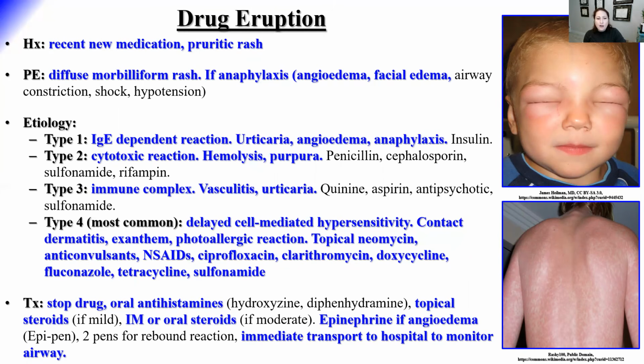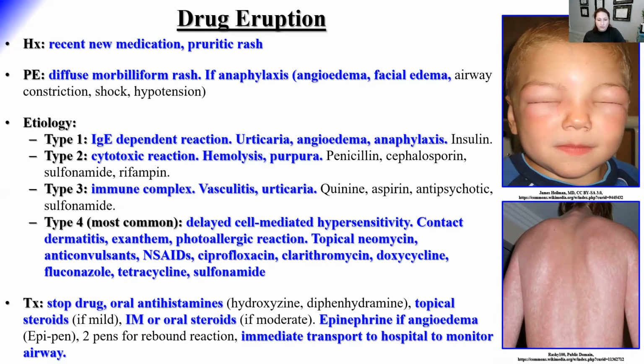Hemolysis and purpura: penicillins, cephalosporins, sulfonamides, and rifampin. Type 3 is going to be an immune complex, vasculitis and urticaria: quinines for malaria, aspirin, antipsychotic medications, and sulfonamides. Type 4 is the most common, so you may get asked an exam question on that.